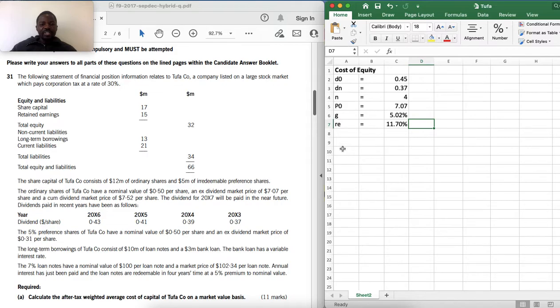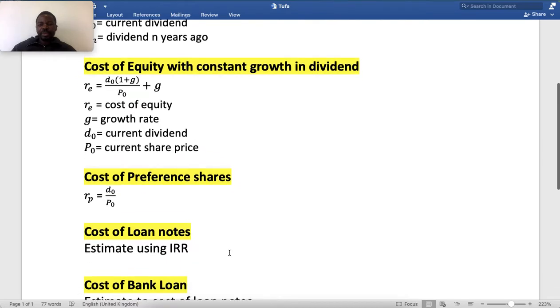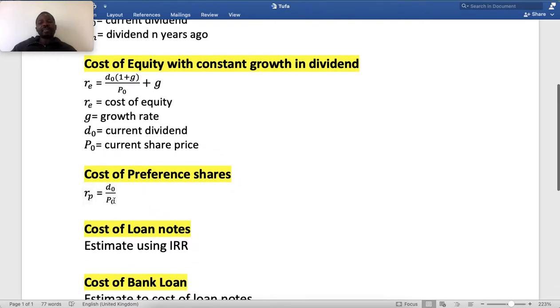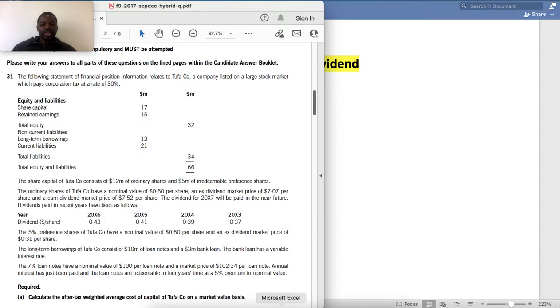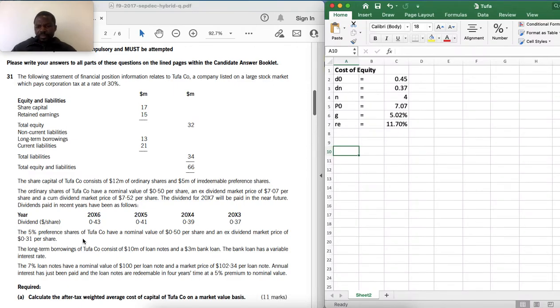We calculate now the cost of preference shares. Let me refresh you on the formula. The cost of preference shares, RP, is D0 over P0. This D0 is the current dividend of a preference share and P0 is the current market price of a preference share. So let's go to our question where we are given that information. We are given the 5% preference shares of Tufa have a nominal value of 50 cents per share and ex-dividend market price of 31 cents.